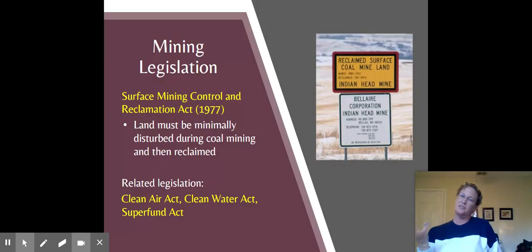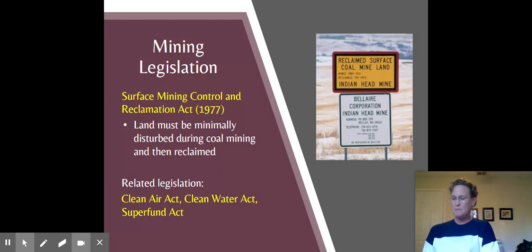Then the next mining legislation, one of the ones that actually had some teeth to it, the Surface Mining Control and Reclamation Act of 1977. The land must be minimally disturbed during coal mining and then reclaimed. So this made reclamation part of what you had to do. There are other related laws like the Clean Air Act, the Clean Water Act, and the Superfund Act, and we will be learning those laws. We'll do a little activity on that along the way. You need to know some laws, not every single environmental law, but some of the big ones like these listed here.